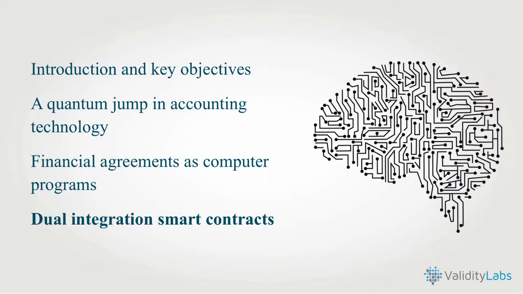Now that we have a rough idea of what smart contracts are, we shall explore differences between traditional and smart contracts and introduce the concept of dual integration smart contracts. Dual integration smart contracts were invented at Eris Industries and is very powerful technology. We shall use this idea to further build mortgage backed securities.